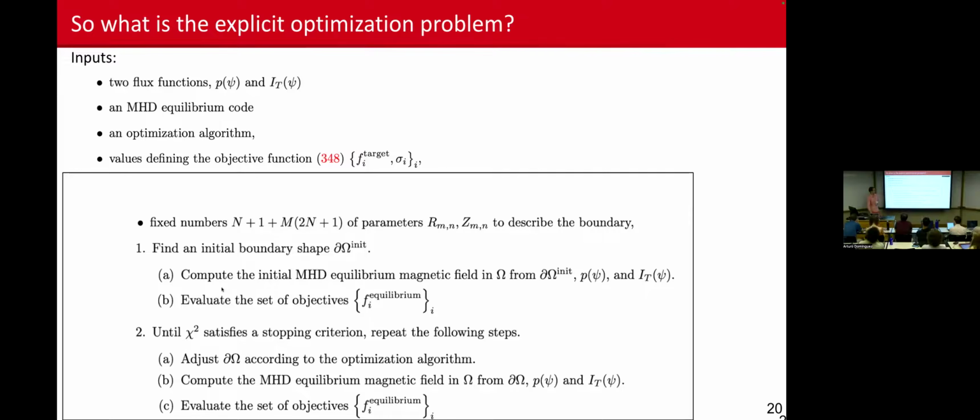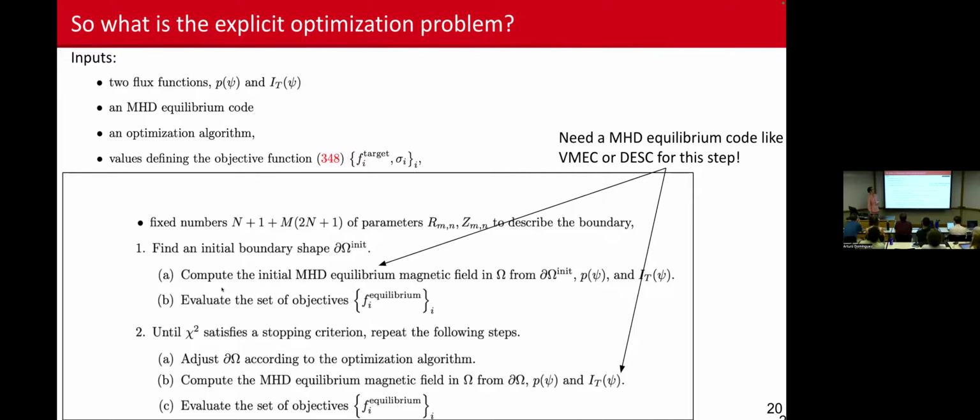Okay, that looks bad enough, but some reminders here. In order to do the part where you get an MHD equilibrium, you need an MHD equilibrium code. This is non-trivial. These codes are quite complicated. This includes VMEC and DESC. You can see DESC in the lecture after this one. And that also slows down the optimization. Every time you change the shape, you have to recompute the full equilibrium associated with that shape.